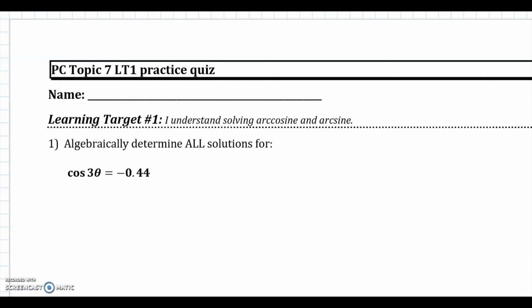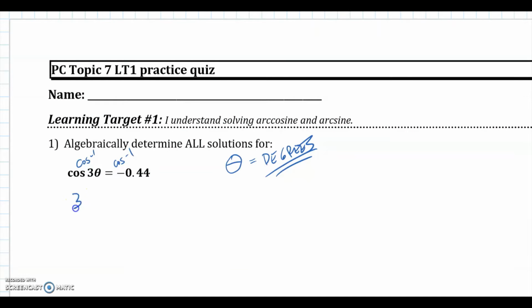Starting with cosine of 3 theta equals negative 0.44. Theta is indicating to me degrees, and it should to you too. So whenever you see theta, we're dealing with degrees. Everything else, where you see x as your variable, is radians. But to begin this process, I have to get rid of the cosine piece by doing an inverse cosine.